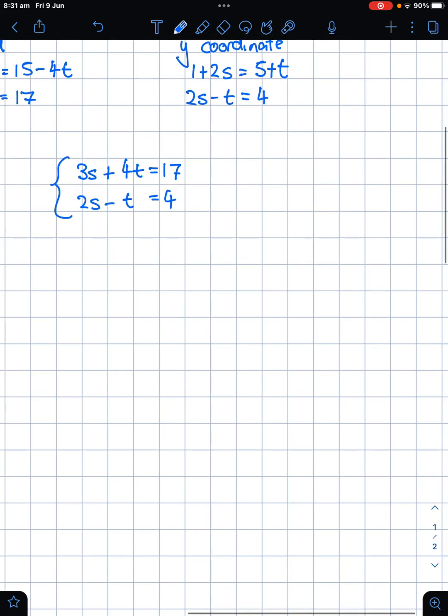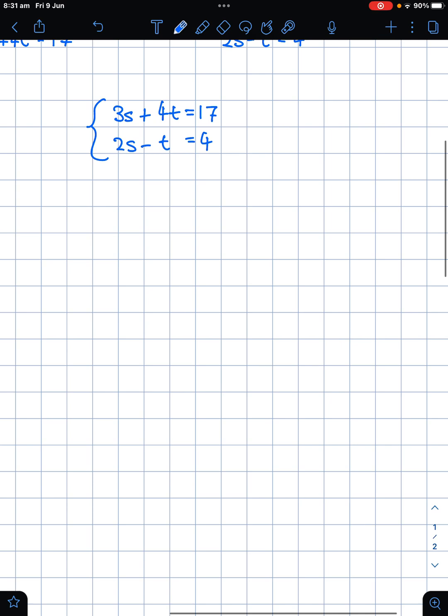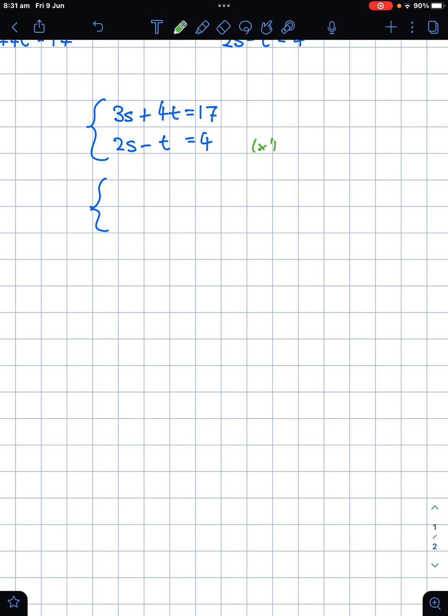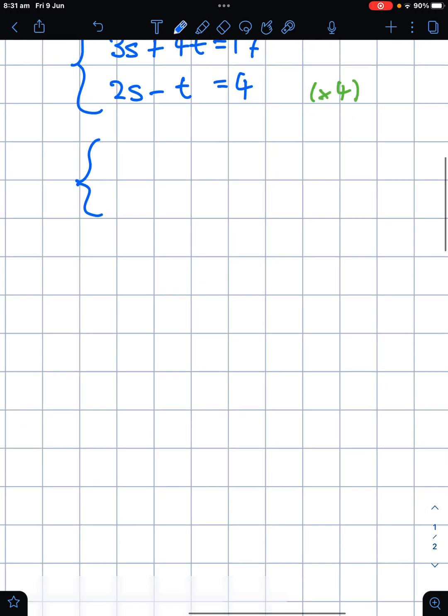Now, the method I'm using for solving these is elimination. We could have used substitution, but we have to rearrange for a variable. And this way is just easier. So what we're going to do here is we're going to times this bottom one by 4. So if I times this by 4, I'm just going to put a times 4 out here. So this bottom one would be 8s. So 4 times 2 gives us 8s minus 4t equals 16.